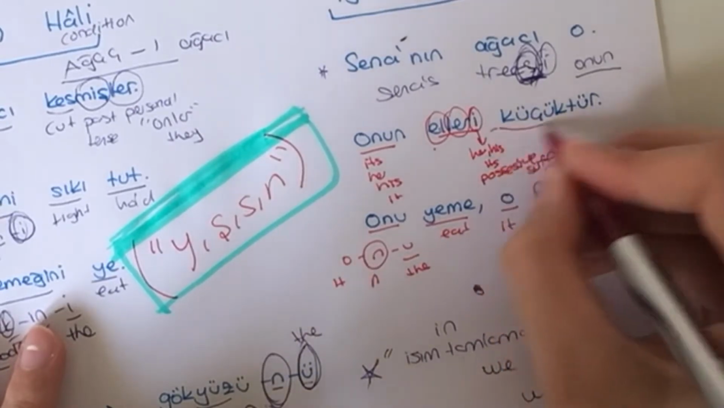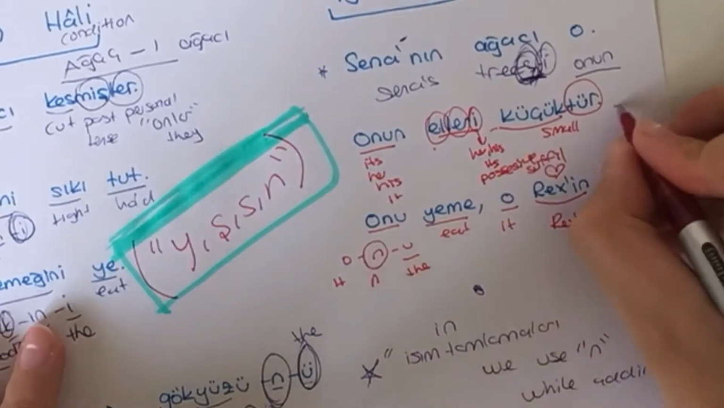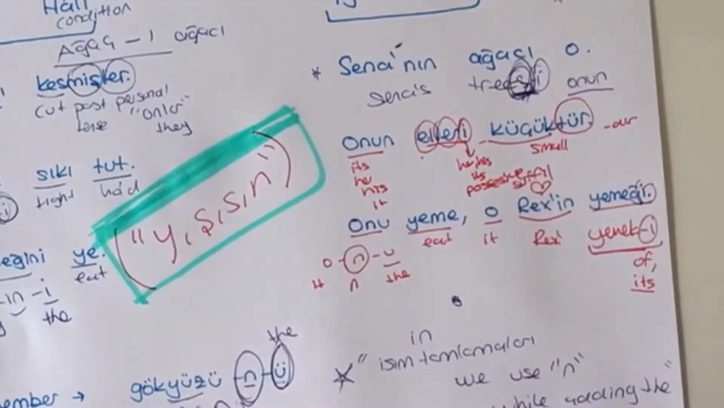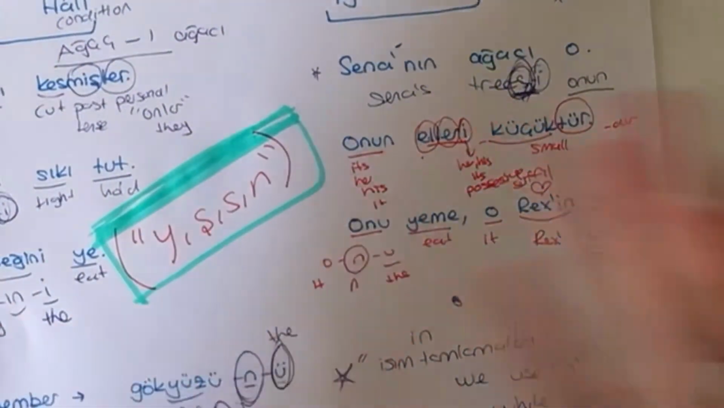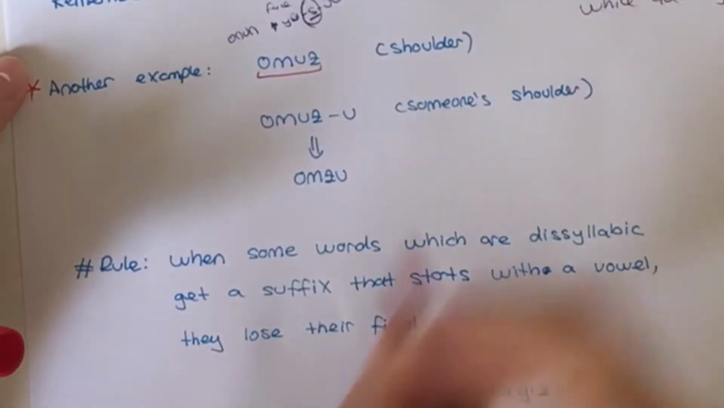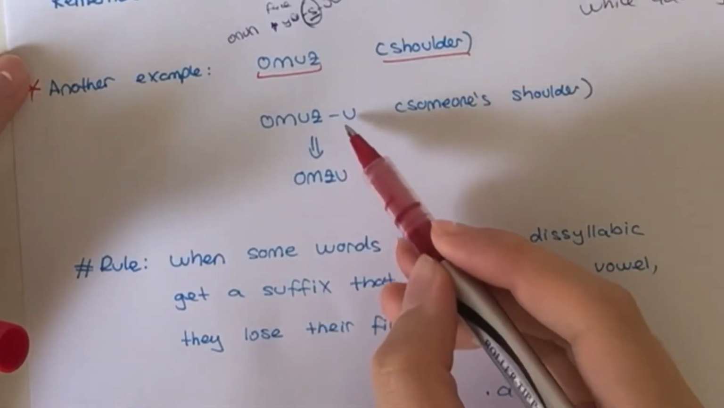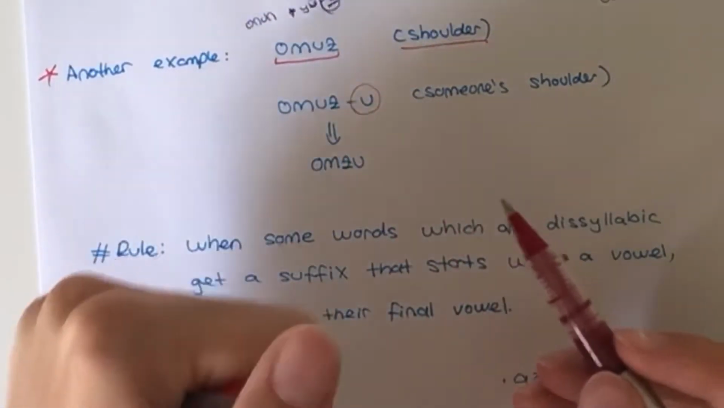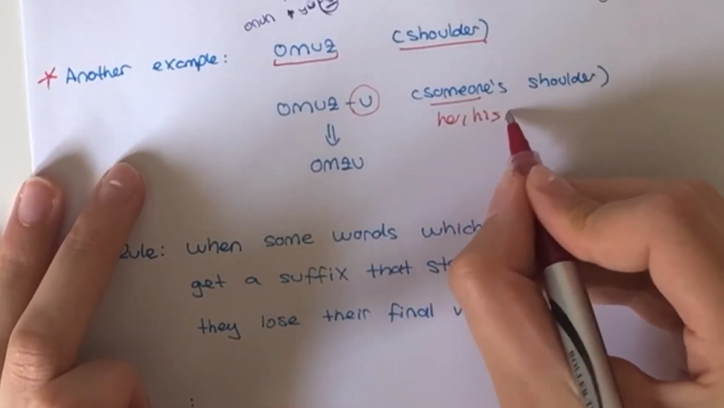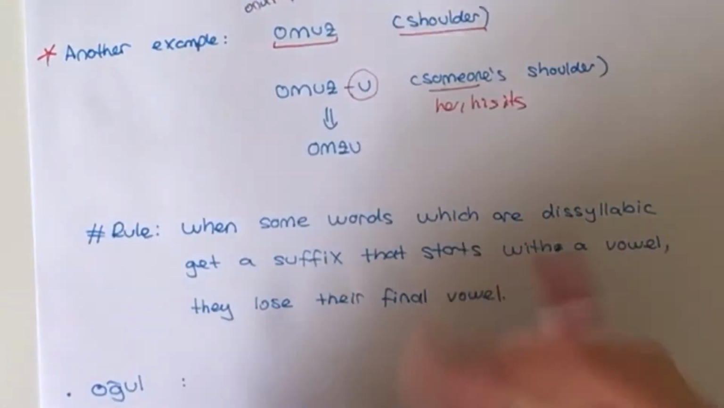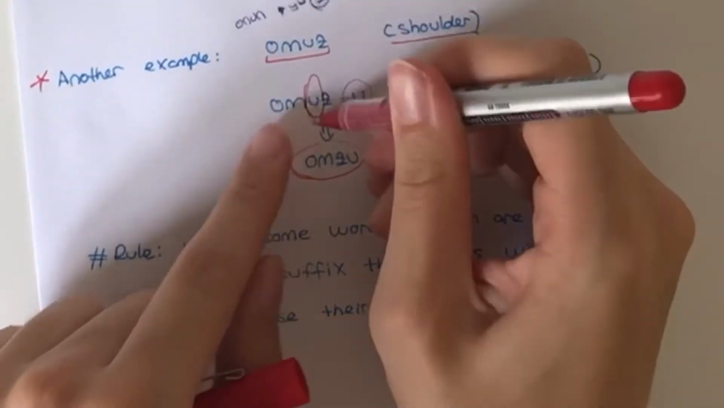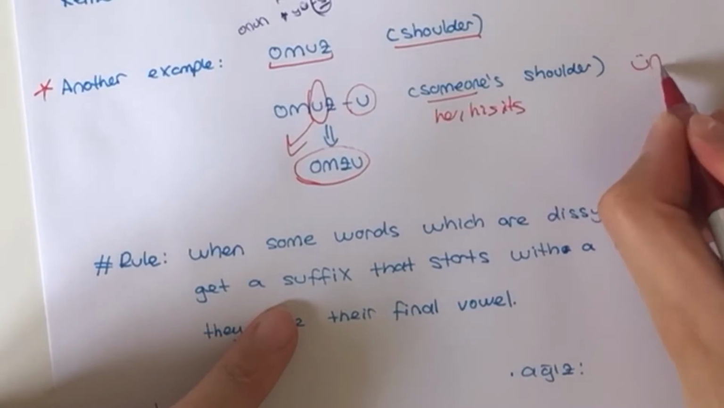Onun elleri küçüktür. Küçük, small. Tür is like their, as we learned before. It emphasizes the meaning and turns nouns into predicates. So that means onun elleri küçüktür. She has small hands. So another example here we have is omuz, shoulder. Okay, so we say omzu, the omuz of someone, someone's shoulder. So that someone is her, his, or its. So its shoulder, his shoulder, her shoulder, omzu. But here, this turns into omzu. It loses this vowel.